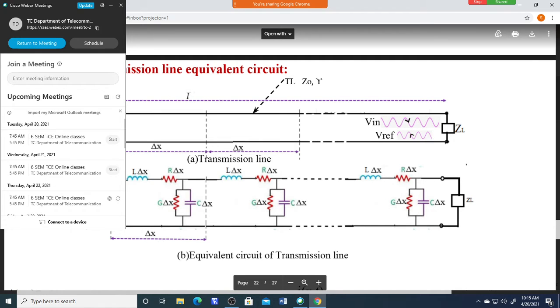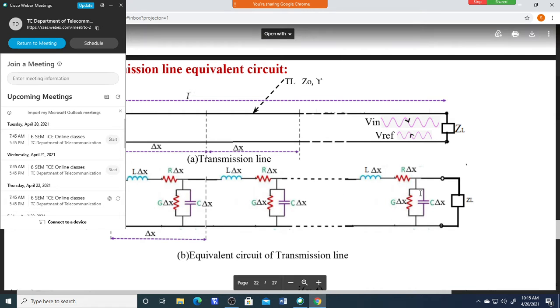Actually, this is a symmetric T network. If you consider this one R, this another R, and this a parallel one, it looks like a T network here, a symmetric T network. This is the same as this one. If you take the reference as this point, it is a symmetric T network. So it is an interconnection of symmetric T networks. That overall transmission line looks like this.